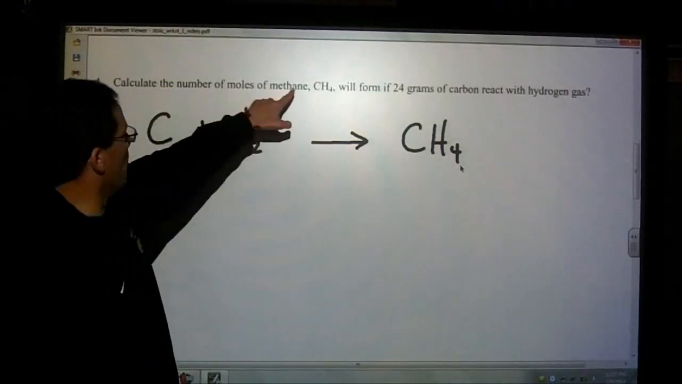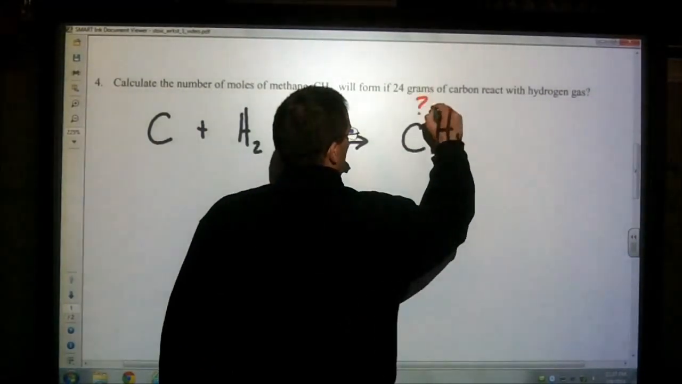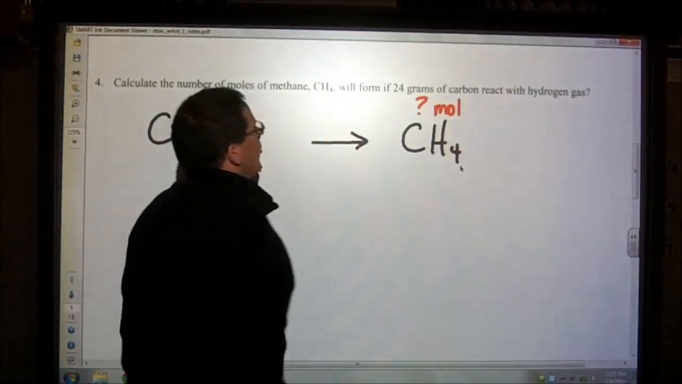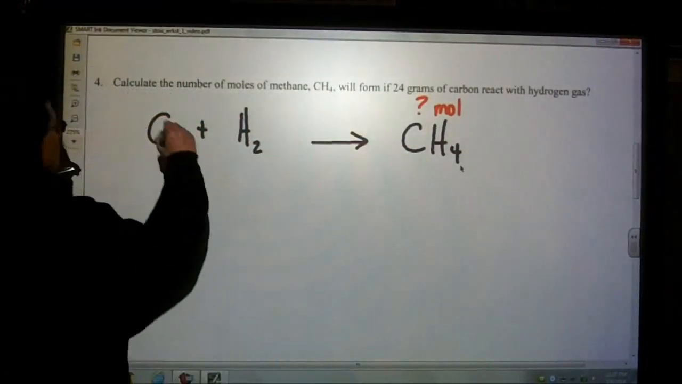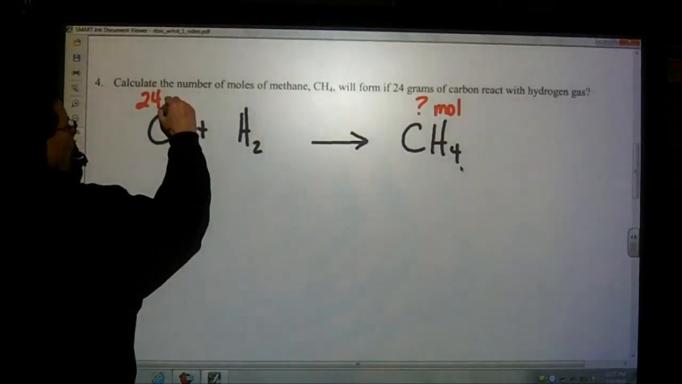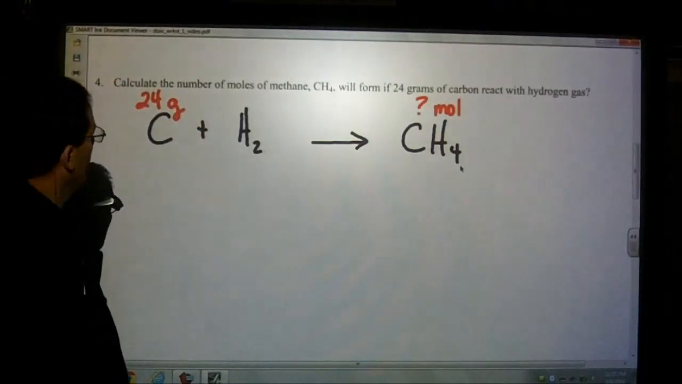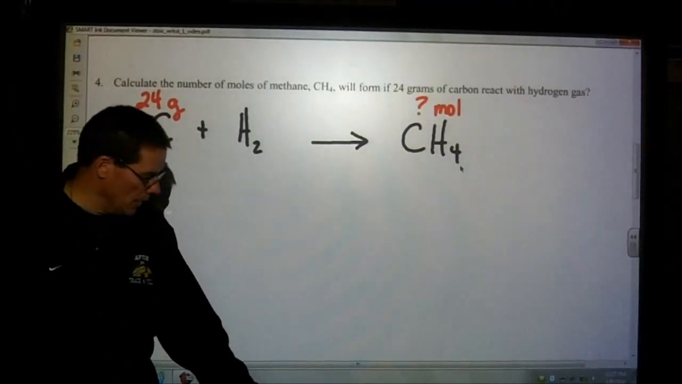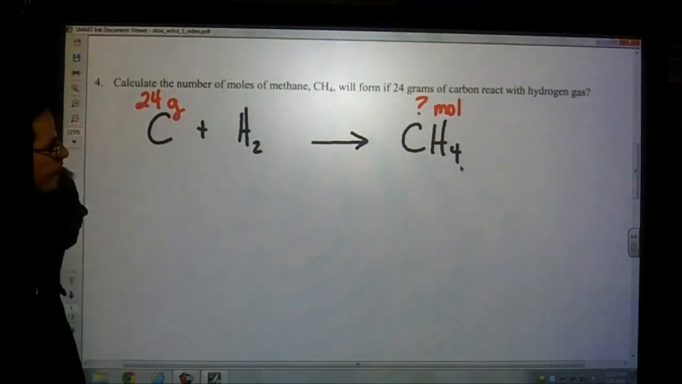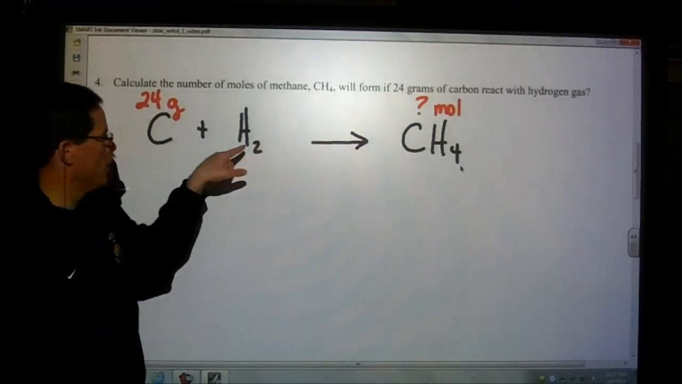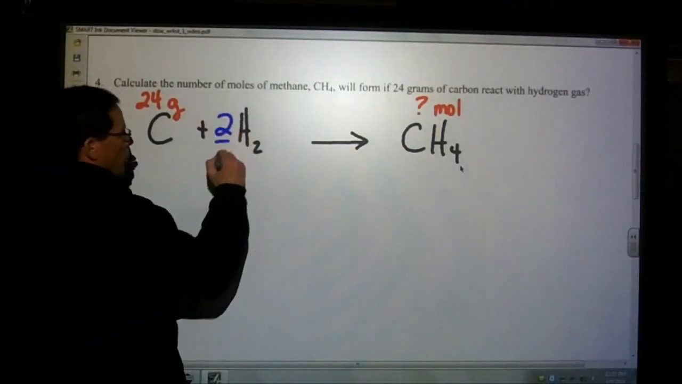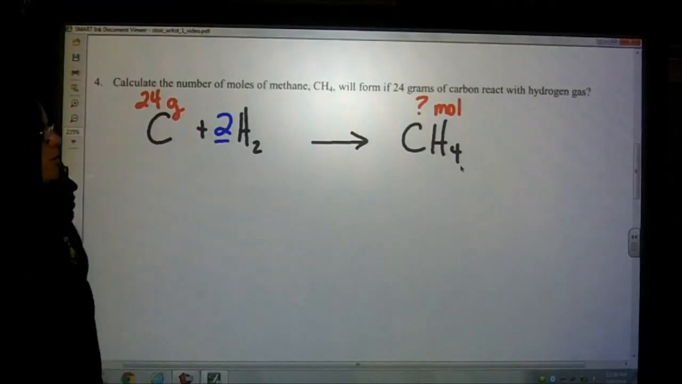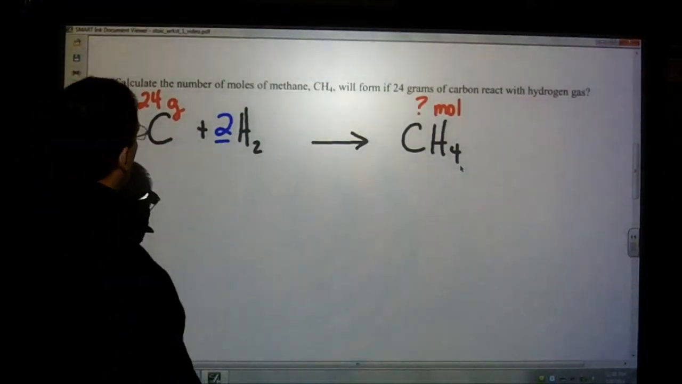It wants to know the number of moles of methane. So question mark moles. If 24 grams of carbon. Okay. And that's all we know. All right, so step 1, write a balanced equation. Is that balanced? No. I have 1 carbon, 4 hydrogen, 2 hydrogen. So put a 2 there. Okay, doesn't really change anything, but sure makes it exciting.